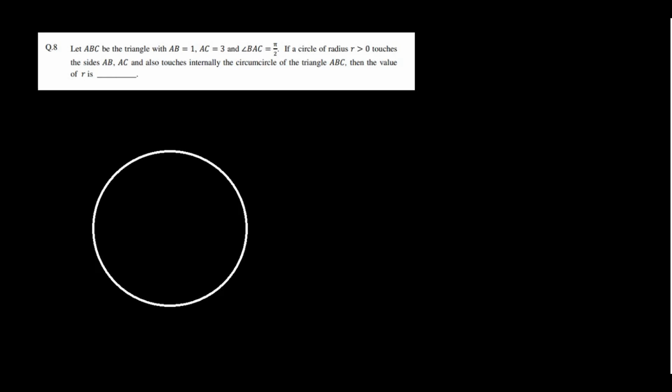The question says, let ABC be a triangle with AB equals 1, AC equals 3 and angle BAC equals pi by 2. So if a circle of radius r, which is greater than 0, touches the sides AB, AC and also touches internally the circumcircle of triangle ABC, then the value of r is what the question is asking about. So now let us draw the circumcircle of triangle ABC first.